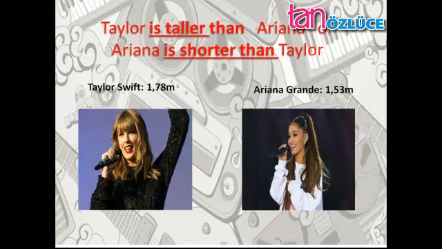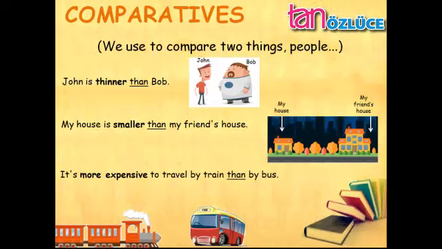Taylor is taller than Ariana, or Ariana is shorter than Taylor. We use comparative forms, comparatives, to compare two things, two people, two places. For example, here we compare John and Bob. John is thinner than Bob. My house is smaller than my friend's house. It's more expensive to travel by train than by bus. In Turkey, I think it's cheaper to travel by train than by bus.